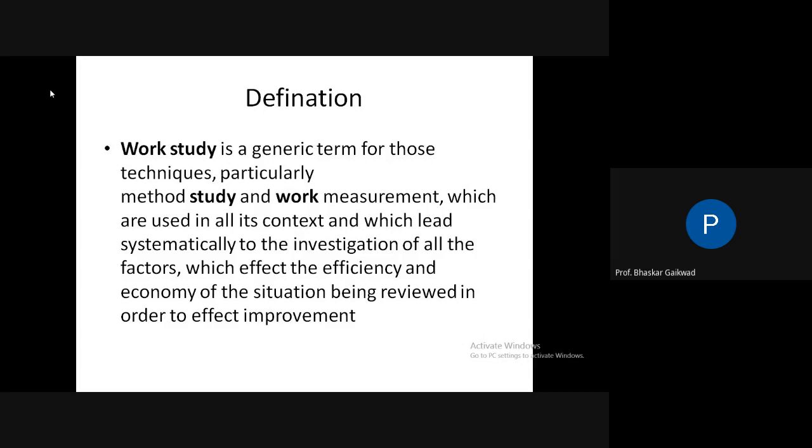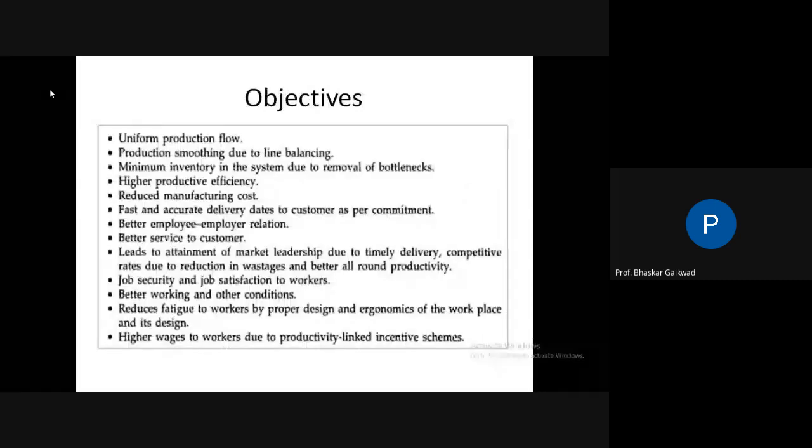We have to increase productivity. We have to reduce the cost. These are the things related to work study. Okay. Now, next thing, what are the objectives of the work study?